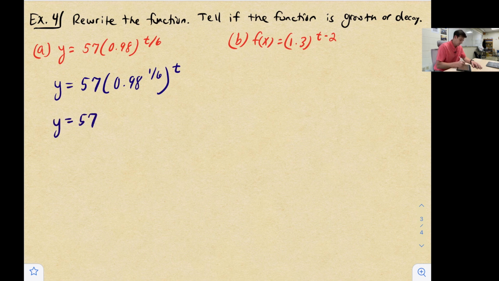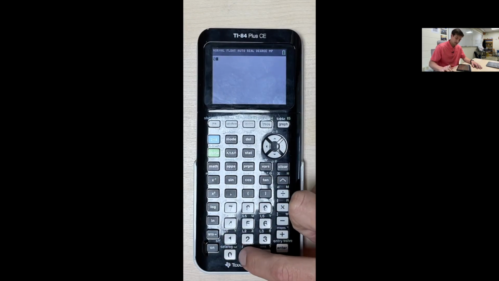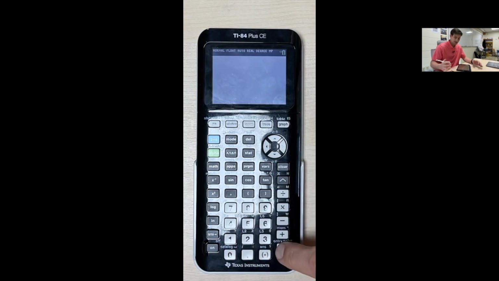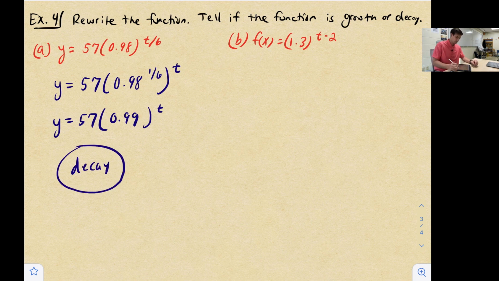So now we can do that in our calculator. So we can say 57, and then in parentheses, now in our calculator, we're going to say 0.98, and we're going to raise that to the 1/6 power. Okay, and that gives me 0.9966, so I'm just going to say 0.99. Okay, so now we can see, okay, that factor inside the parentheses is less than 1, so this must have been a decay factor.